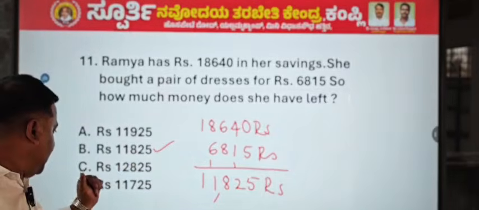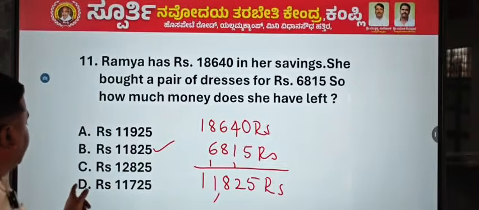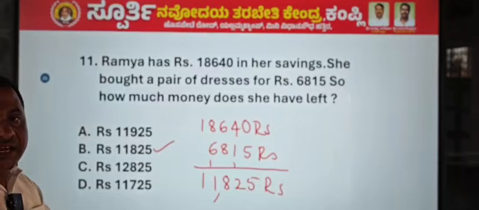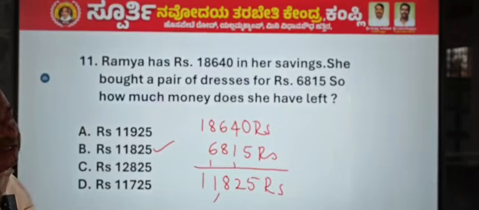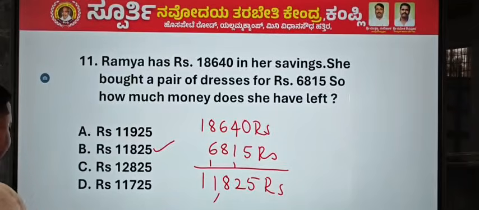Here in third option 12,825 is there, it is not correct. In fourth option 11,725 is there, it is also wrong. Like this you have to solve the question. First you read the question properly, then you are able to solve the problems like this. Otherwise you may get confused, leading to a wrong result. Okay, next move to the next question.